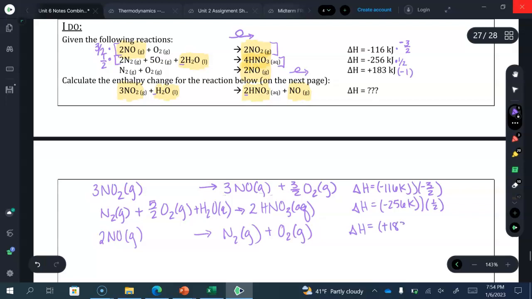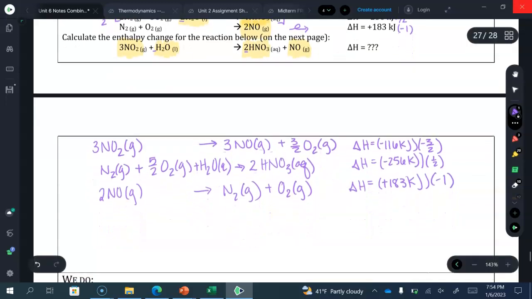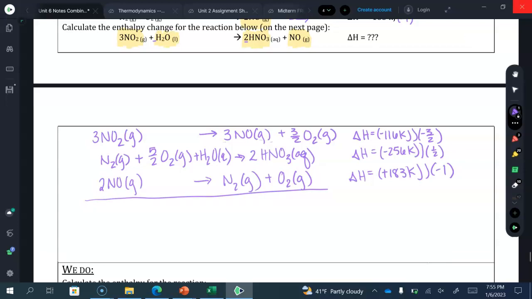So positive 183 kilojoules times the -1 from flipping the reaction around. Okay, so now I'm going to move this up just a little, and I'm going to see if adding this actually gives me this. So it's a great way to check your work and make sure that you've done it correctly.